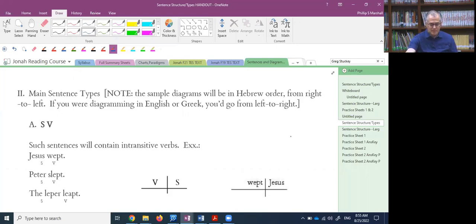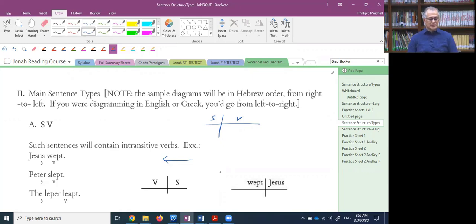I'm going to illustrate basic diagramming for these basic sentence types. But for us, the challenge is that all of our diagramming is done from left to right, if we've encountered it before, right? So the subject and the verb go in this order. But Hebrew is a right to left language. And so we're going to be doing our diagram in the other direction. All right. So some sentences are simply SV sentences, subject verb.